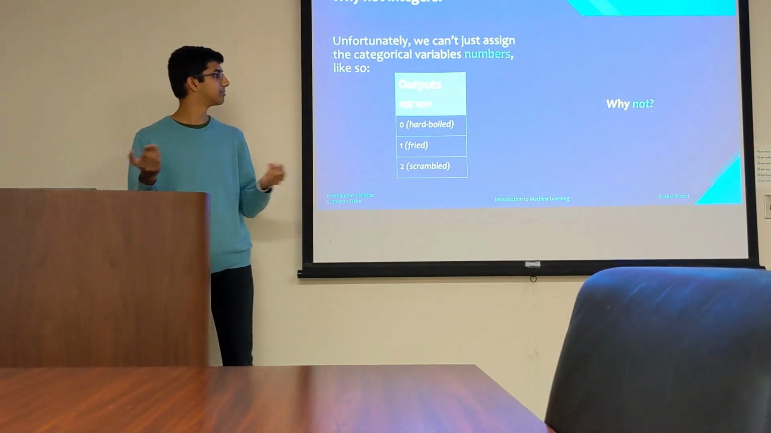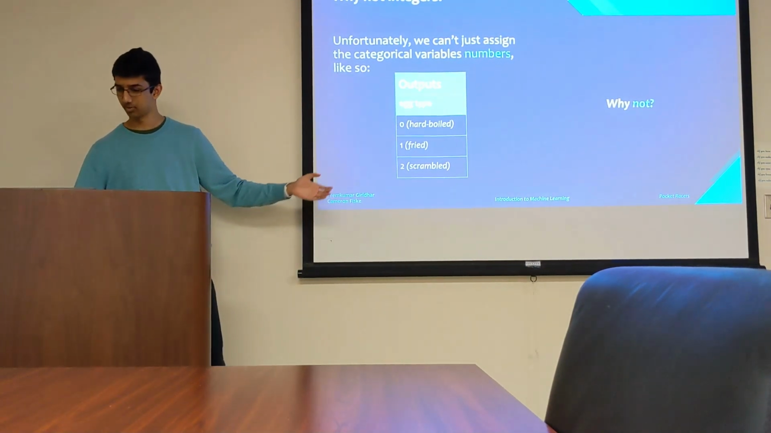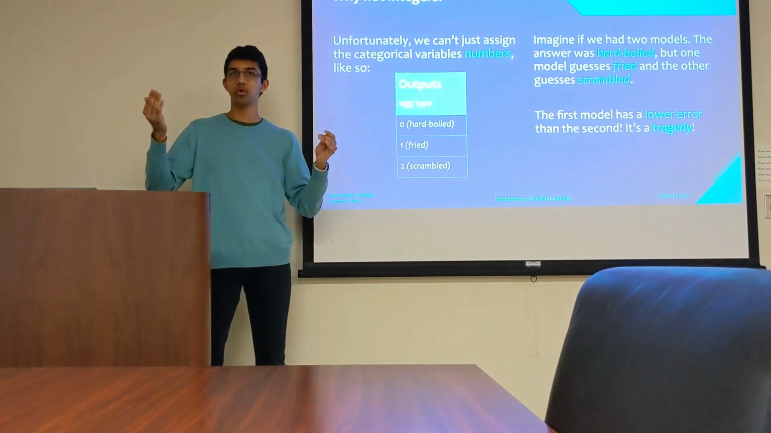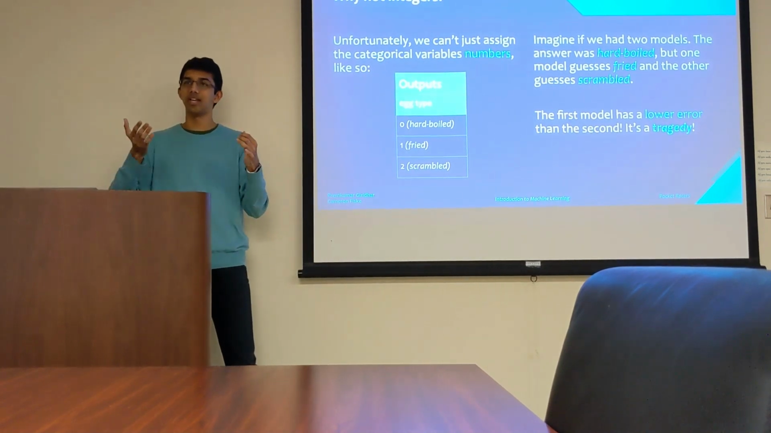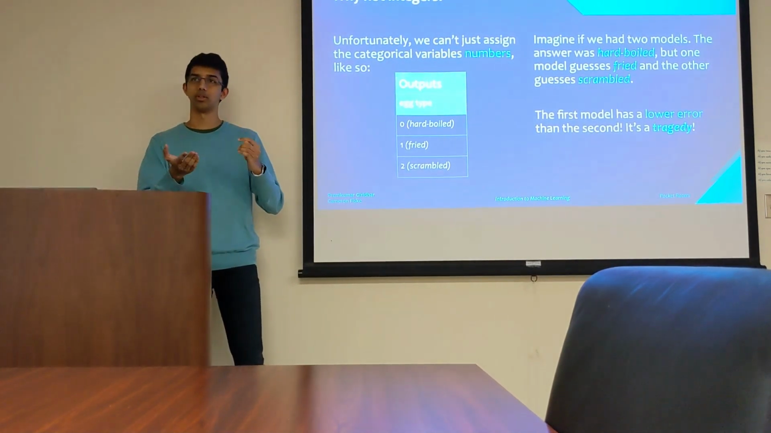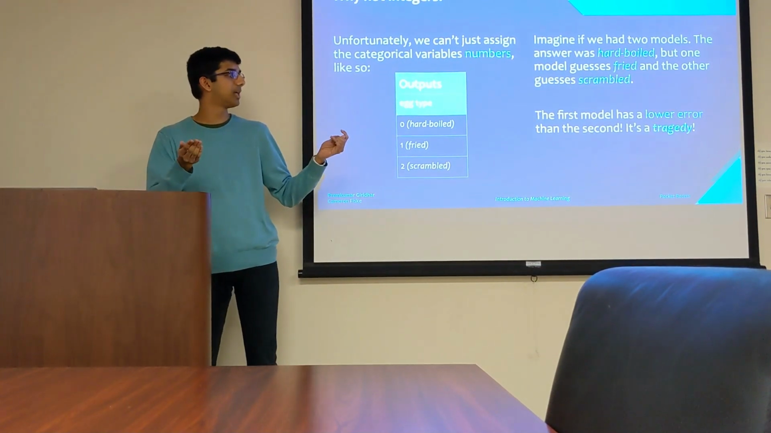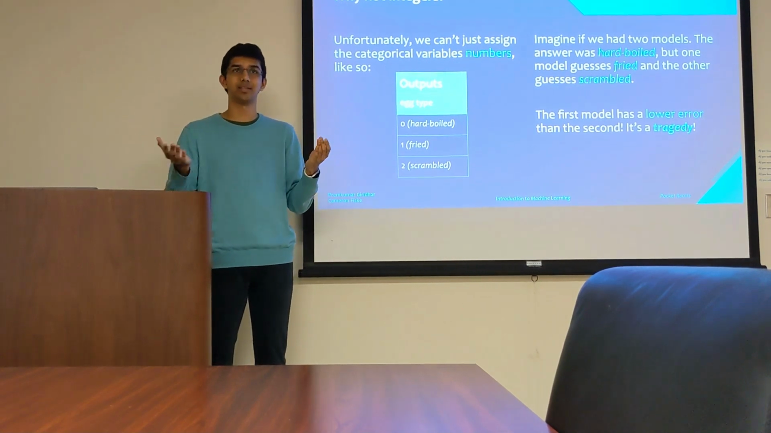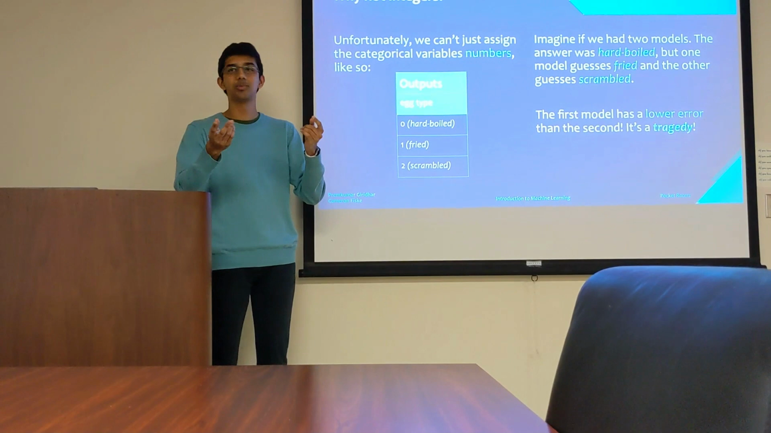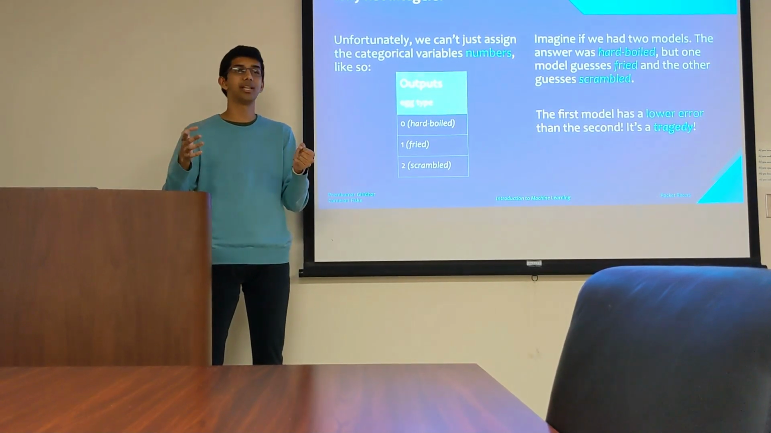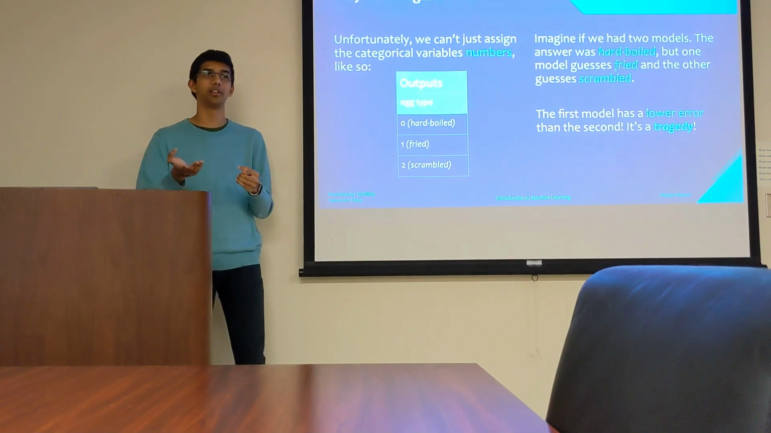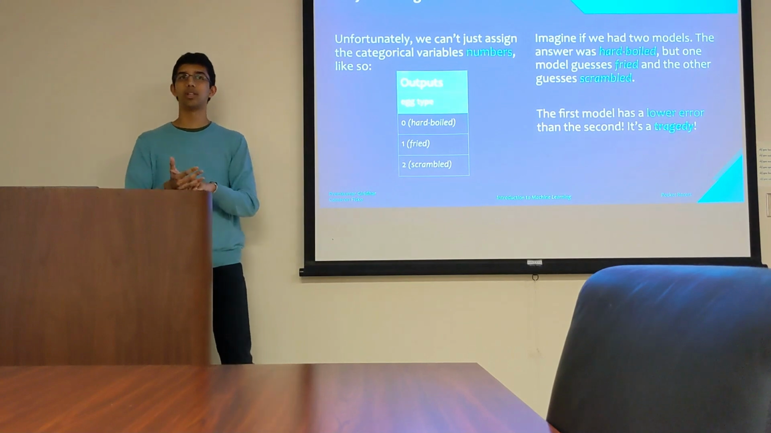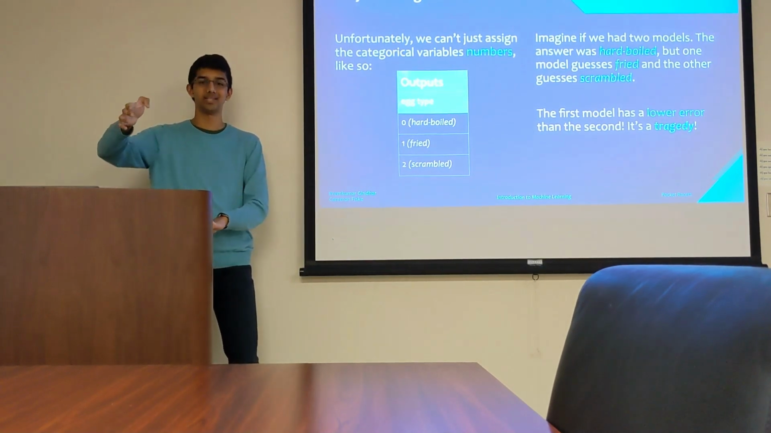The reason is because if we do it like this, for example, 0 for hard-boiled, 1 for fried, 2 for scrambled, let's look at the implications of that. If we had 2 models, one of them guessed fried and the other one guessed scrambled, the correct answer is hard-boiled. The result is that the first model has a lower error value than the second, which doesn't really make sense in the context of classifying these, because ultimately both of the models are wrong. One of them isn't less wrong than the other because it guessed a specific different category. So instead we do it the other way, where the error is going to be the same for anything that isn't the correct answer.